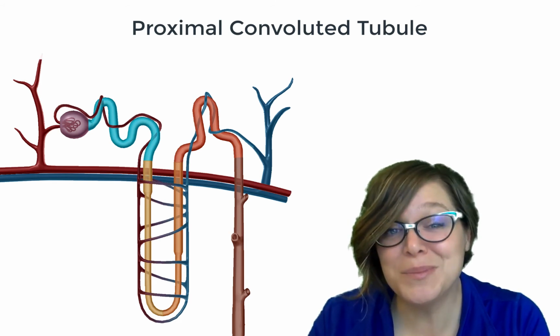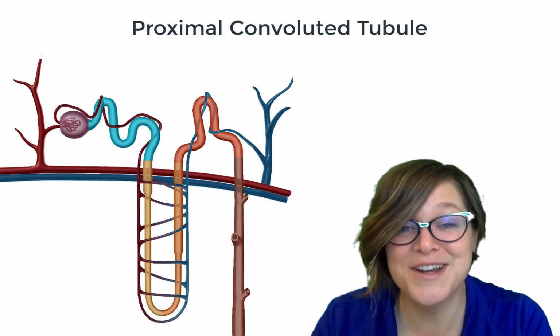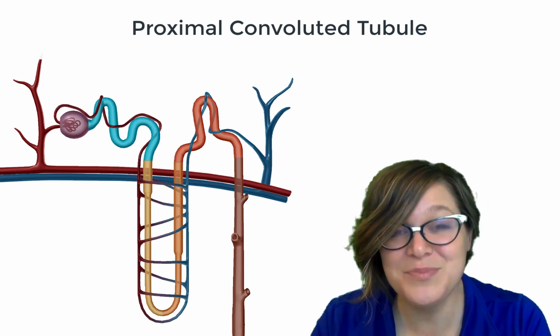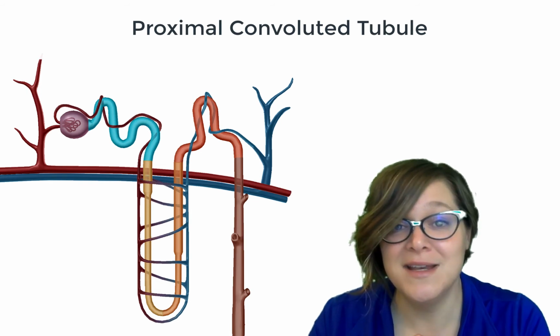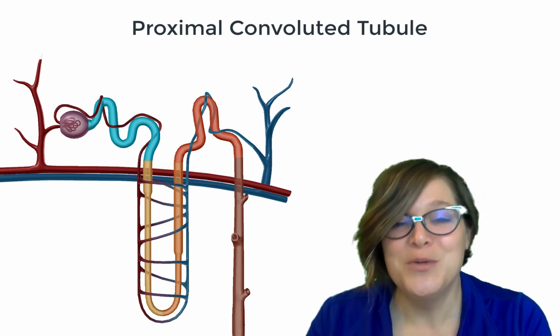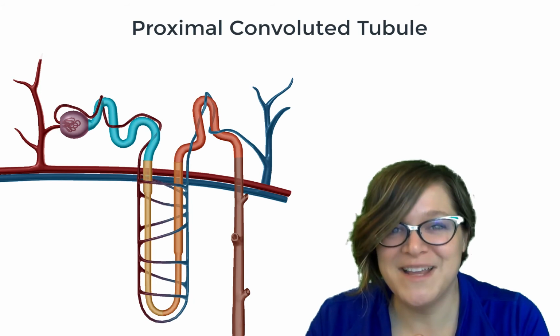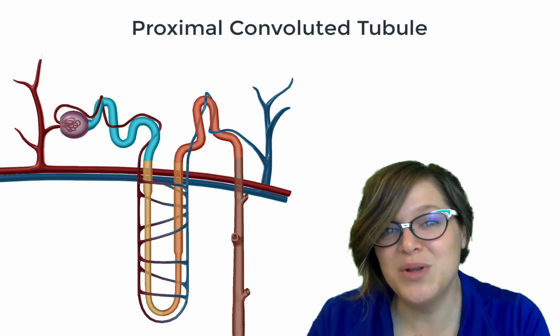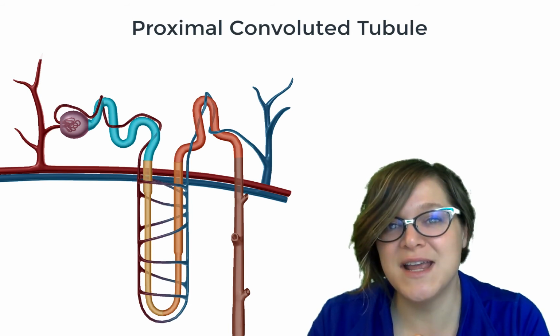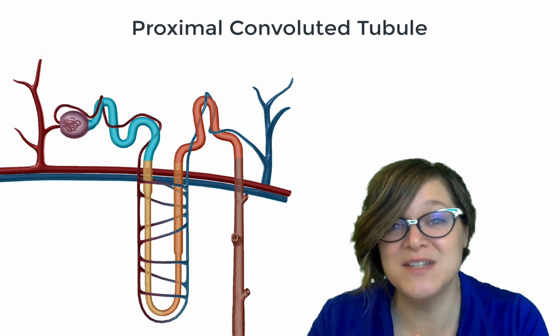The filtration part already occurred in the glomerulus, so we're kind of done with that. From that proximal convoluted tubule, which by the way just means nearby twisty tube, we go down the loop of Henle. The loop of Henle is involved in concentrating urine. What it's going to do is it's going to pull out water and salts, and by the end, what's going to be left is waste.